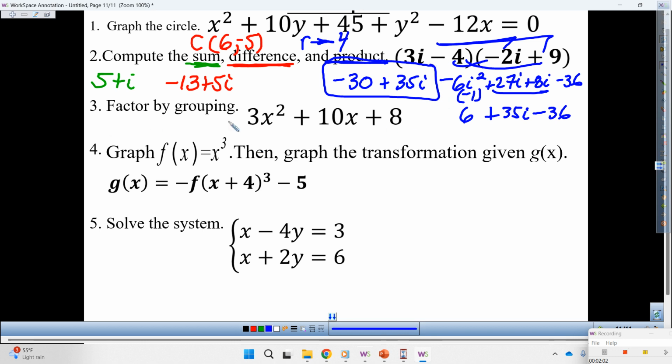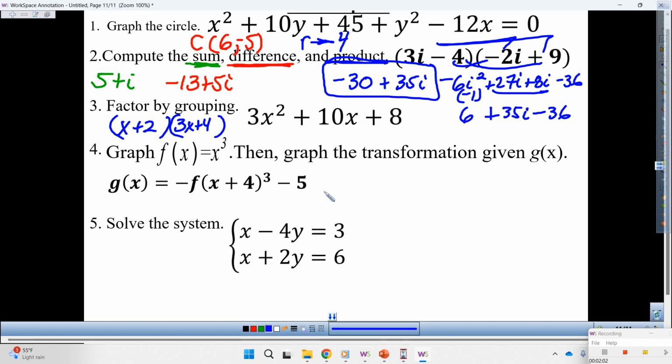All right, need factors for this one. Two factors. Factors for number 3. What is it? x plus 2. And then? (3x plus 4). Have you got something like that? All right, looks about right.